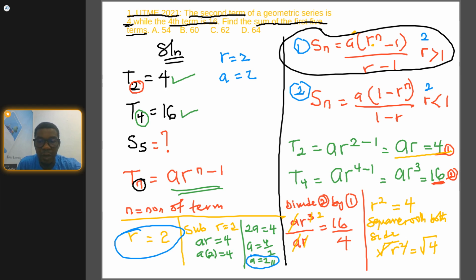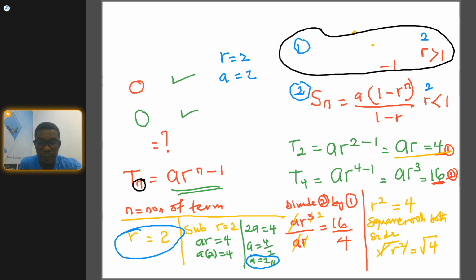Let's proceed. Now we've gotten R to be equal to 2 and A to be equal to 2. So I'm going to wipe the board, then we're going to continue with the solving. A was equal to 2 and R was equal to 2. I want to get x5, which is the question mark.